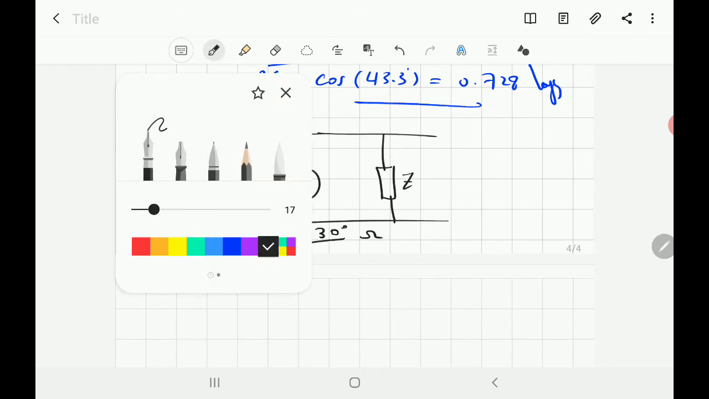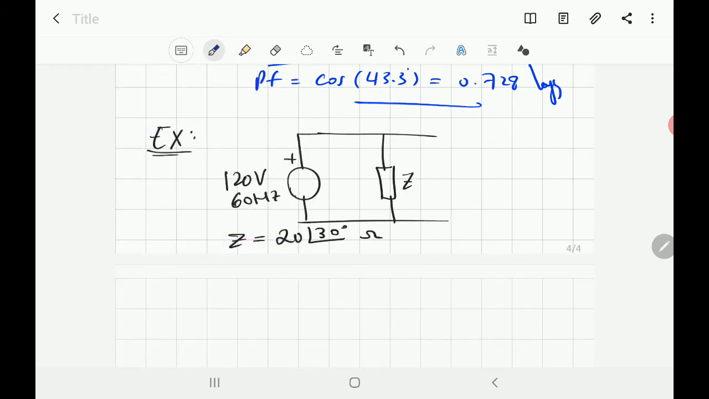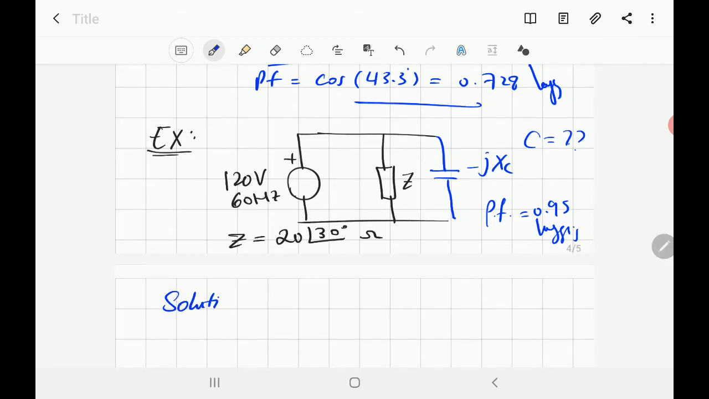It's required to connect a capacitor in parallel with the load to make the power factor equal to 0.95 lagging. So they want to improve the power factor. So what is the value of C that will make the power factor equal to 0.95 lagging? Okay, that's a good problem. You've got to focus on this one.